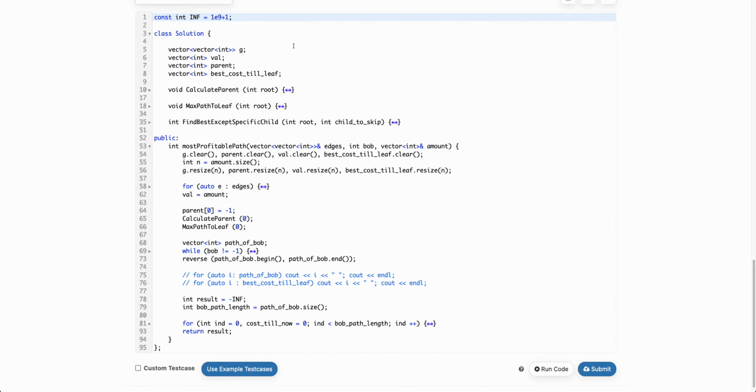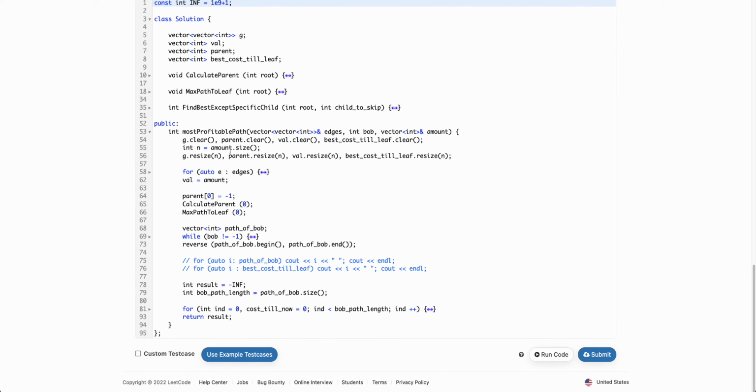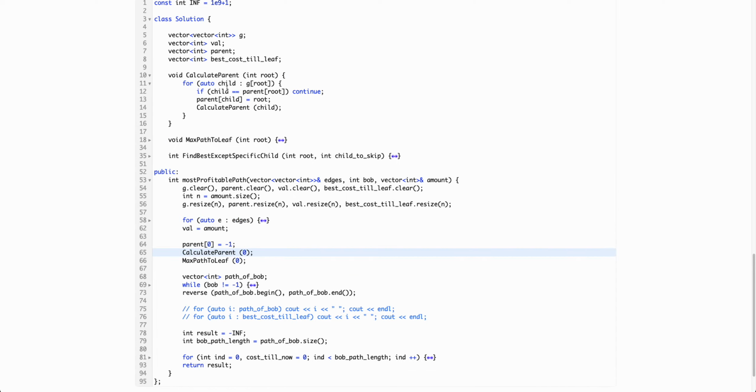The code is very similar to what we discussed. These are just the variables that we declare. This is a graph or tree basically. This is the parent of each node, the value of each node, and best cost till leaf that we discussed, right? So we prepare the tree and the value. After that, we calculate the parent of each node. What is the parent of each node? It is very simple. We just do a DFS, and as and when we get a child, we keep on populating its parent. That's it. Calculating the parent of each node.